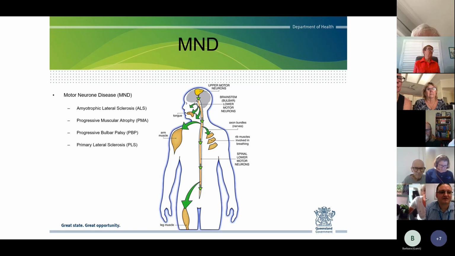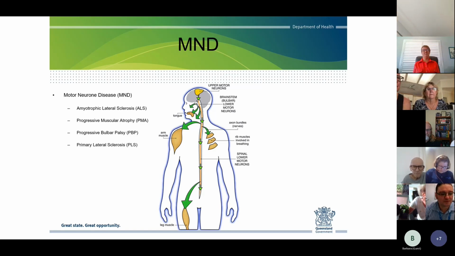The second one is progressive muscular atrophy. That's more of a lower motor neuron control. If you can see down the bottom there, the spinal lower motor neurons, that's where it starts attacking. But that can turn into ALS, and that's where it starts affecting the rib cage, and I get involved.